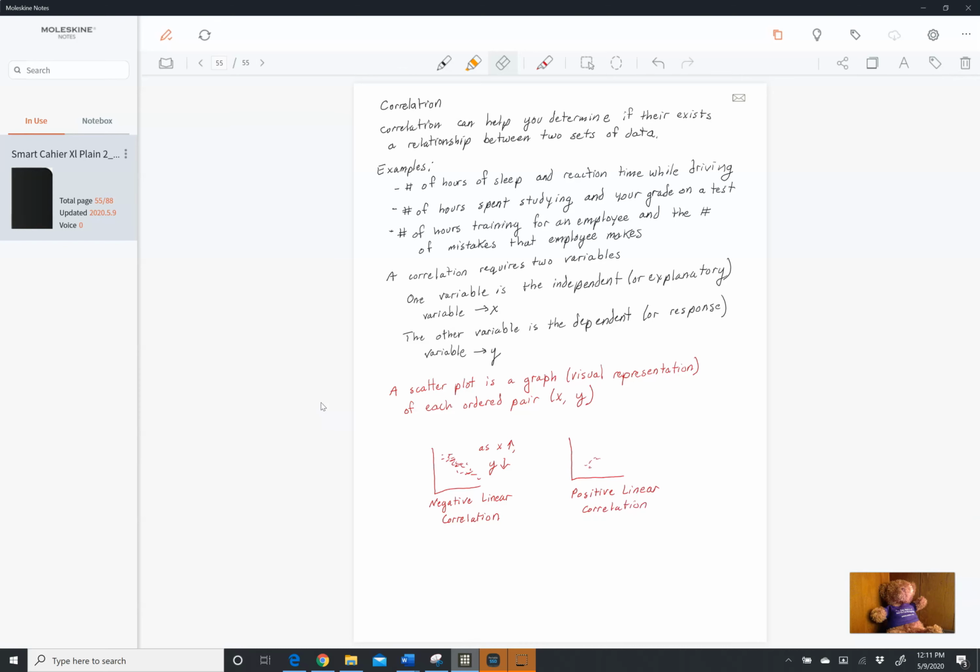Positive linear correlation. It looks almost like a line, right? As x increases, y will also increase. No correlation is just completely scattered. It's all over the place. It looks almost like a horizontal line. Everything is just completely scattered. And this is one example of a nonlinear correlation. It is not the only example.